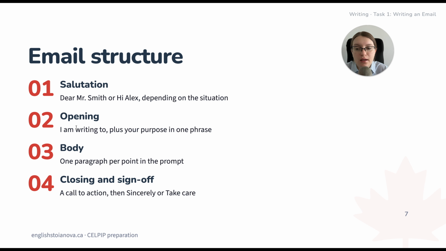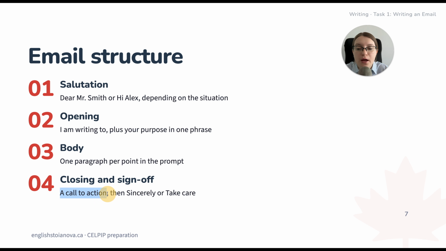And then the next thing you want to open up: I'm writing to do what? I'm writing to complain. I'm writing to inquire for more information regarding something. I'm writing to invite you to a certain event. So your purpose, just in one phrase, has to be there. In that way, the examiner understands that you understand what you're doing. And then we have the body, so one paragraph per bullet point that we have in the prompt, in the task. And then closing and signing off. So remember, the way we start, we greet somebody, and then the call to action and signing off are very important. They are part of the structure, so to speak.